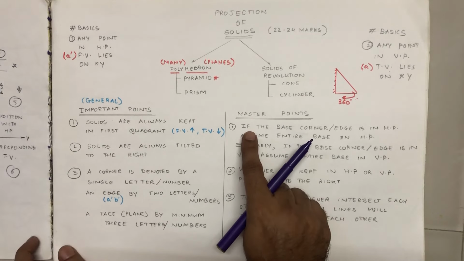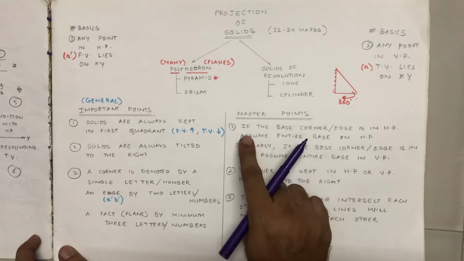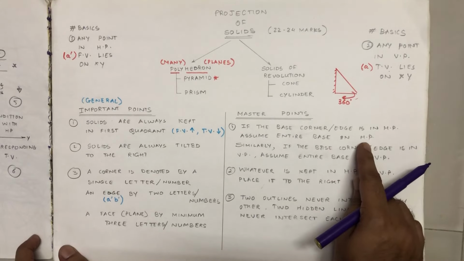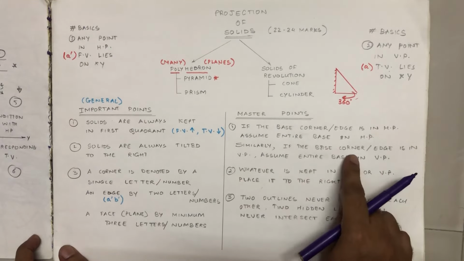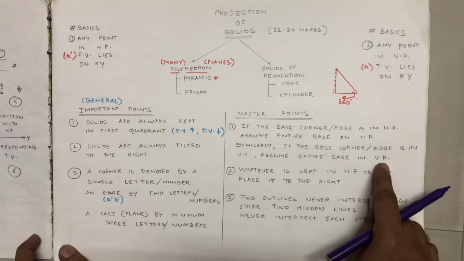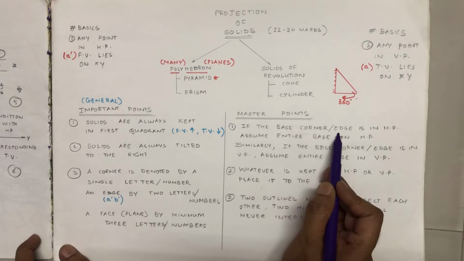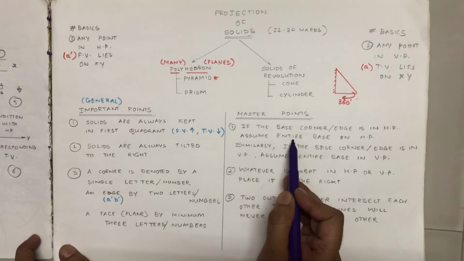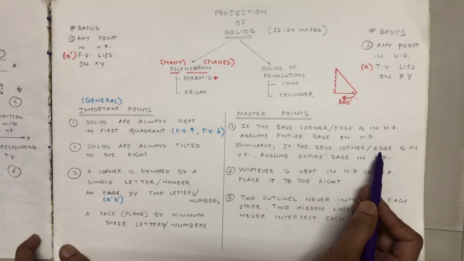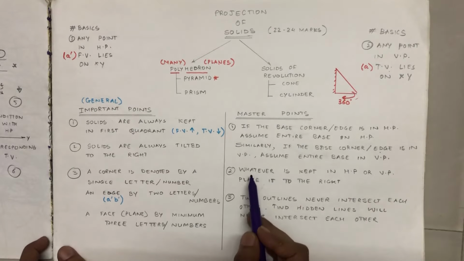The first master point is, if the base corner or the base edge, I'll talk about this later, is in HP, assume the entire base in HP. Similarly, if the base corner or the base edge is in VP, assume the entire base in the VP. I'll repeat once again. If the base corner or the base edge is in HP, assume the entire base in HP. Similarly, if the base corner or the base edge is in VP, assume the entire base in the VP.